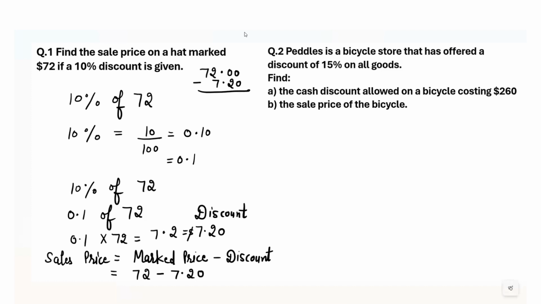So if I subtract it, I have to take the carryover. This will be 10, this will be 1 here. Now again, I have to take carryover. This will be 11. 11 minus 7 is 4. We will put a point here and 6. So the final answer is equal to $64.80.